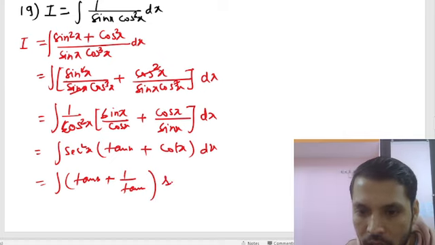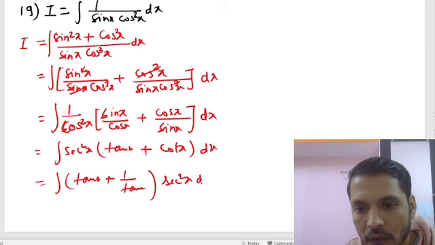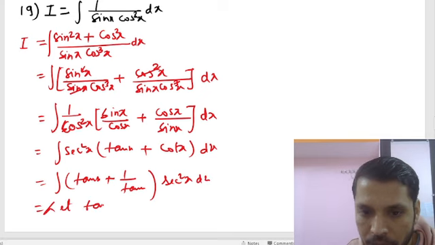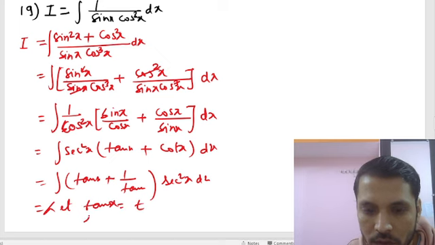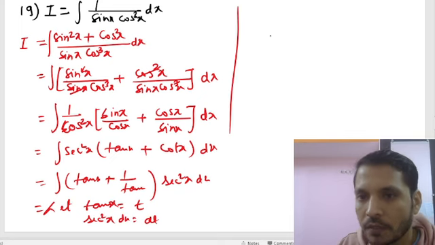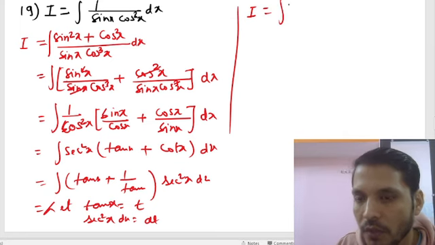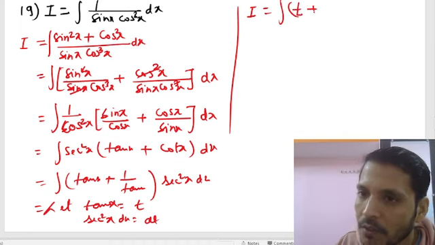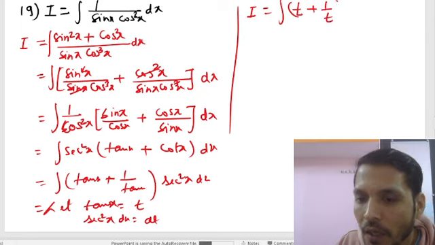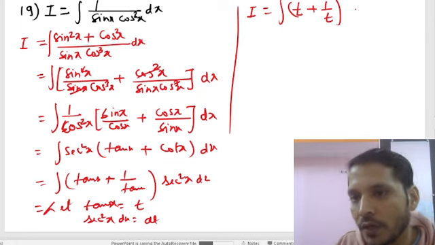And the sec square x as it is into dx. Just let tan x equal to t. So differentiation will be sec square x dx is equal to dt. Now I will become, I is equal to what? We can say the integration of t plus 1 by t into dt.